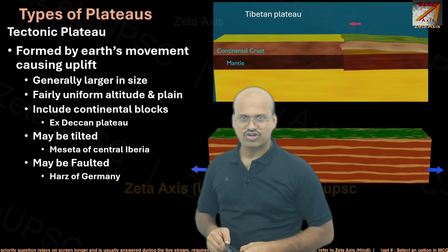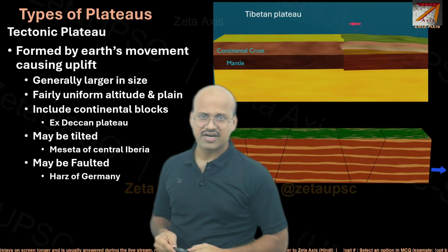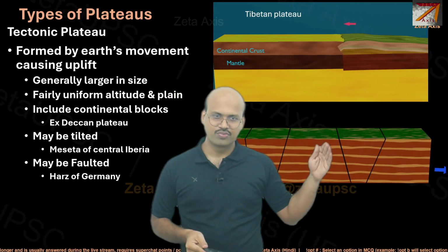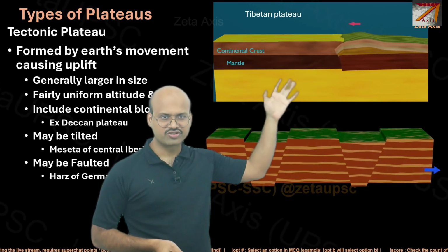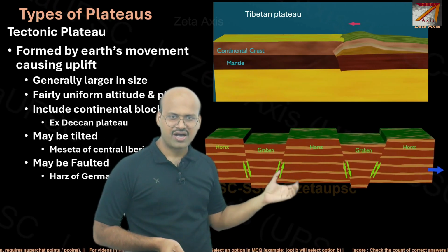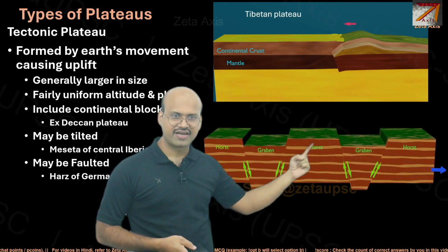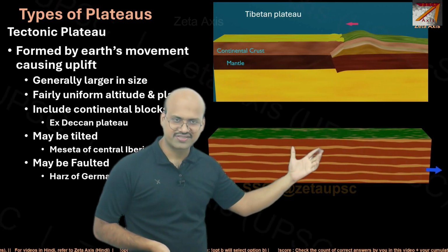So first is tectonic plateau. They are formed by Earth's movement. Earth's movement includes both the faulting as well as the tectonic movement. Both of these movements could create an uplifted part. Here we can see that this is the uplifted part, so this could be considered as plateau.